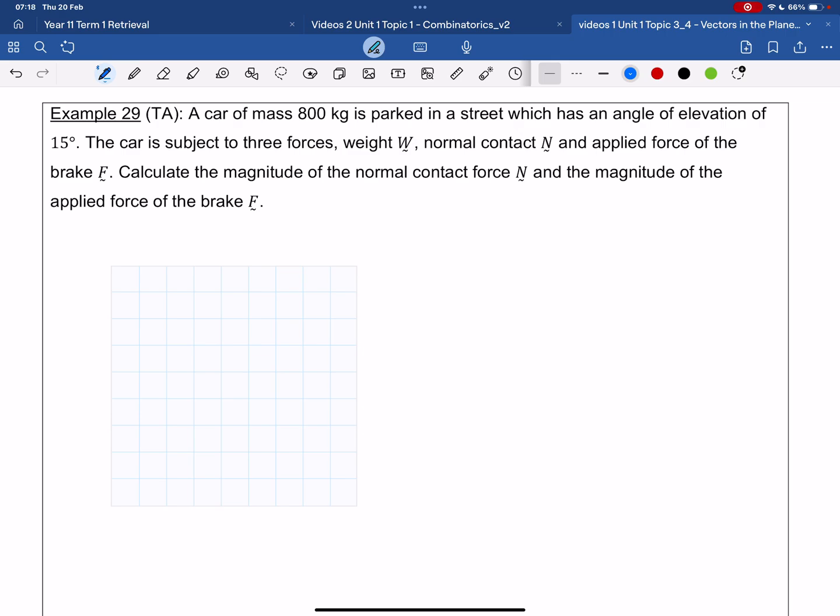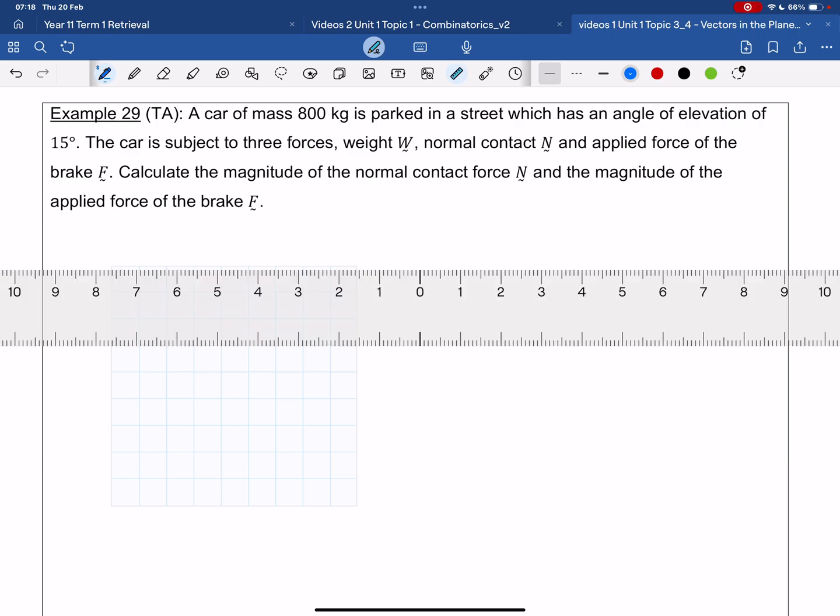Let's have a look. A car of mass 800 kilograms is parked in a street which has an angle of elevation of 15 degrees. The car is subjected to 3 forces: weight, normal contact, and applied force of the brake. Calculate the magnitude of the normal contact force and the magnitude of the applied force of the brake.